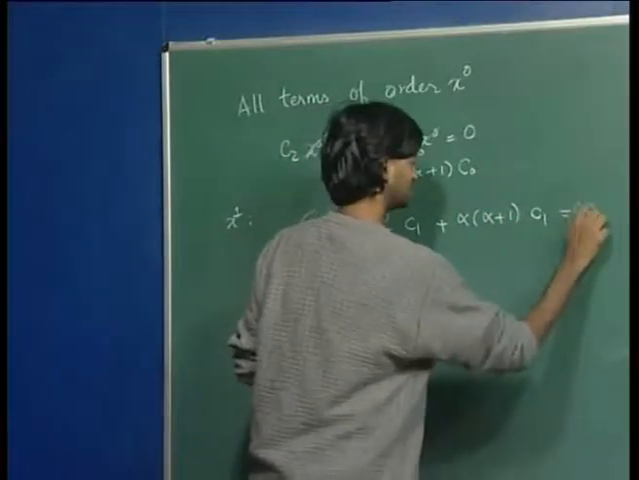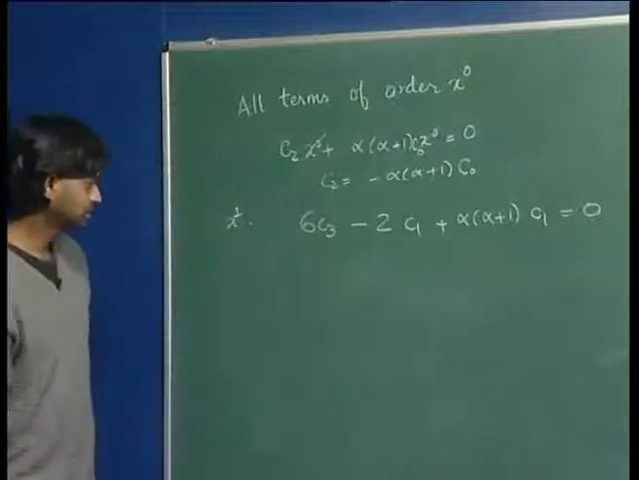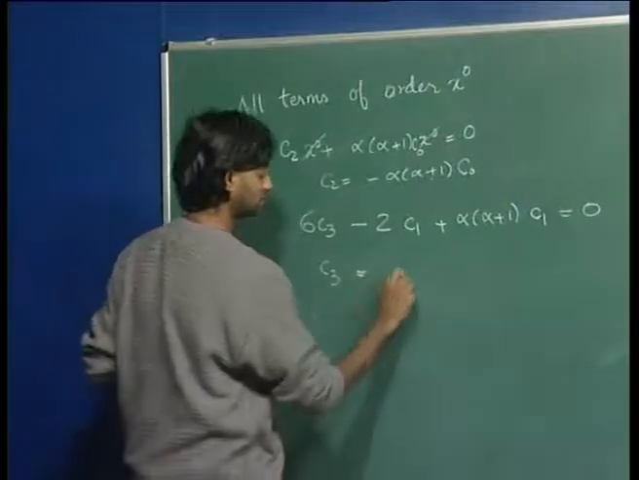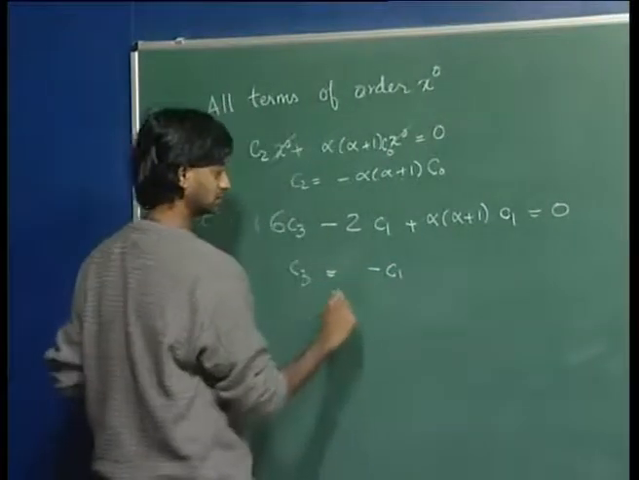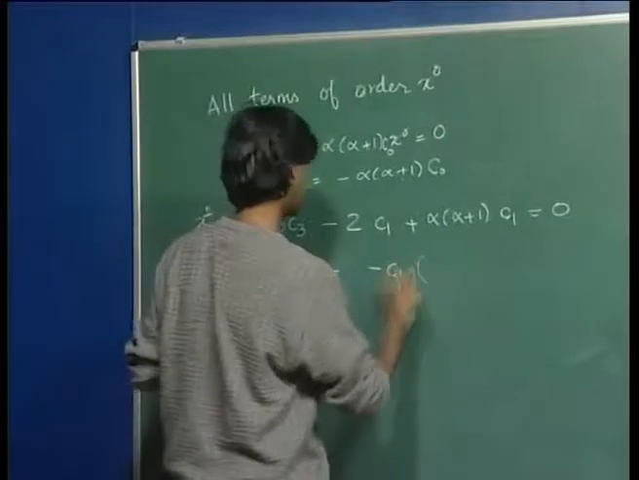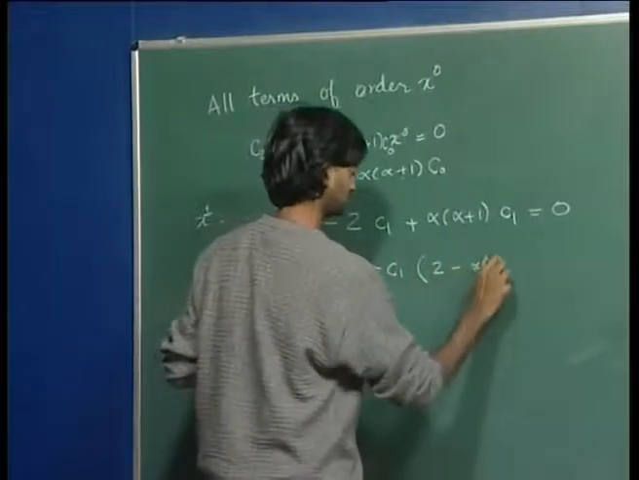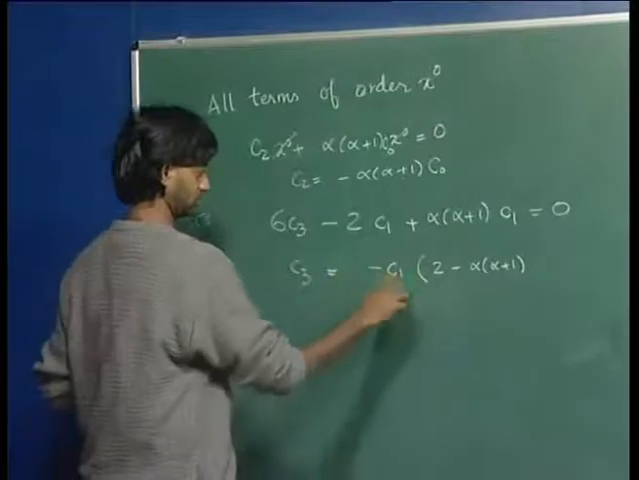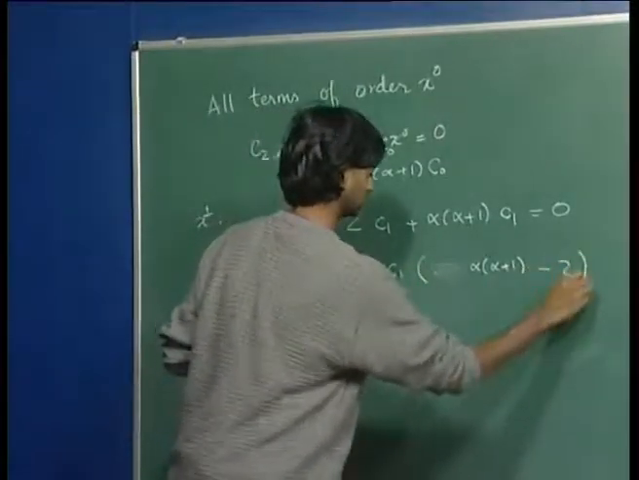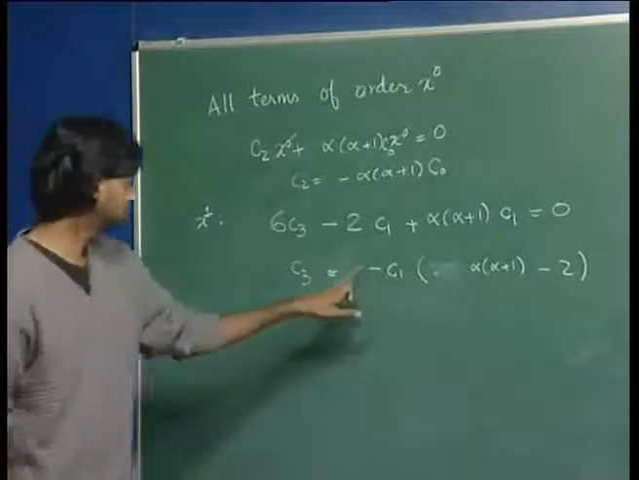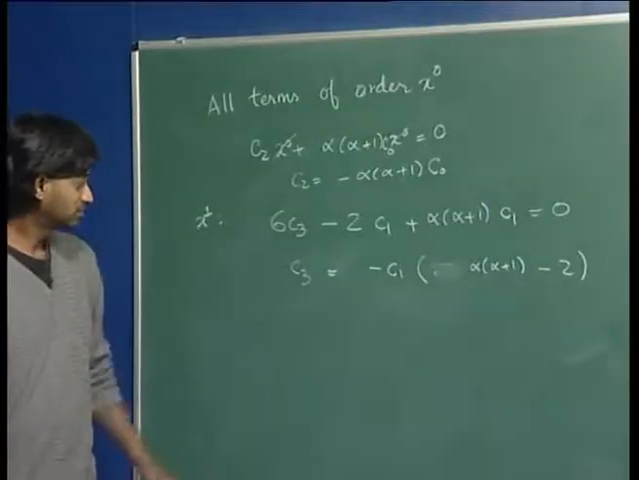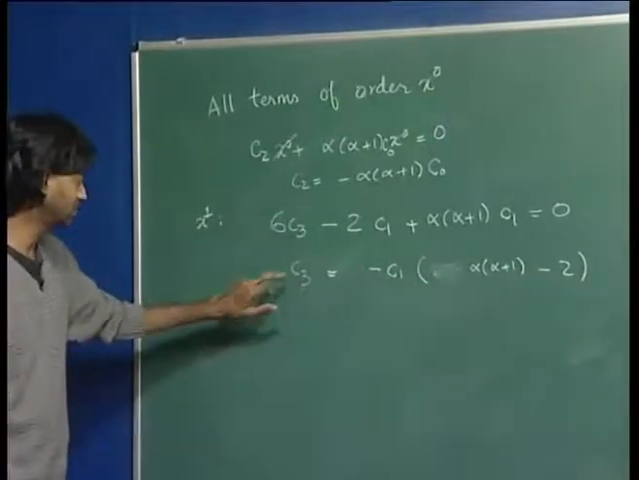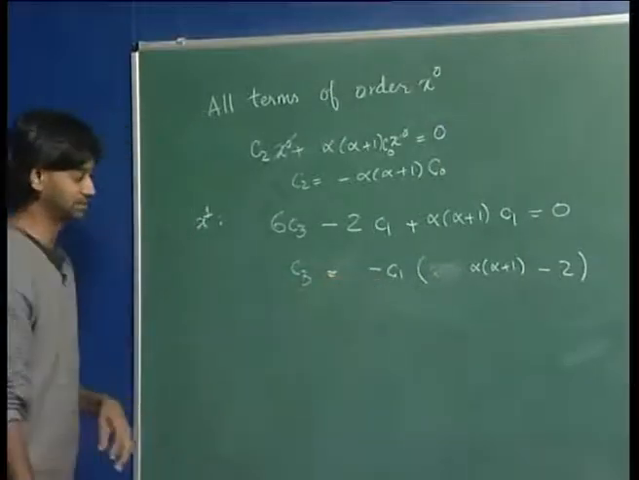And this has to be equal to 0. Okay. So, then you collect this, you get C 3 is equal to minus C 1 times alpha plus 1 minus 2, divided by 6. So, C 3 in terms of C 1. Okay, so this is the next thing you notice. What it gives is a relation between C 3 and C 1.